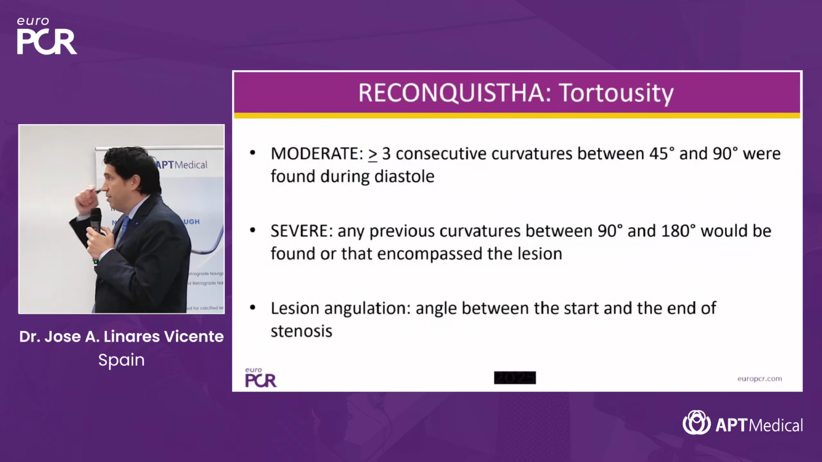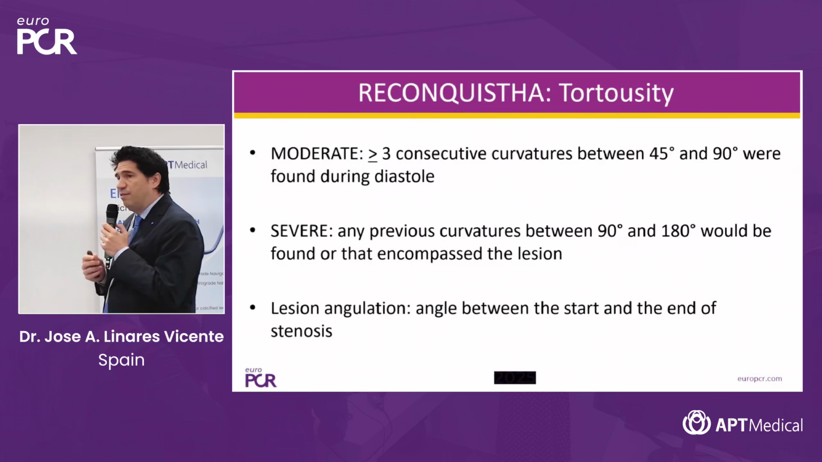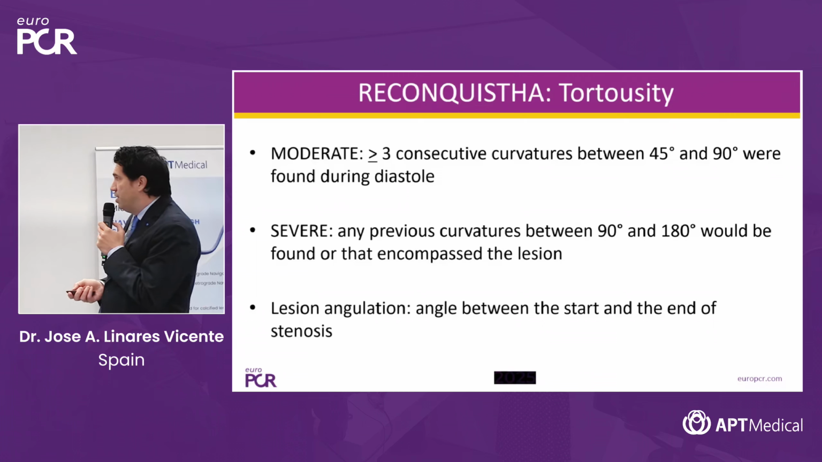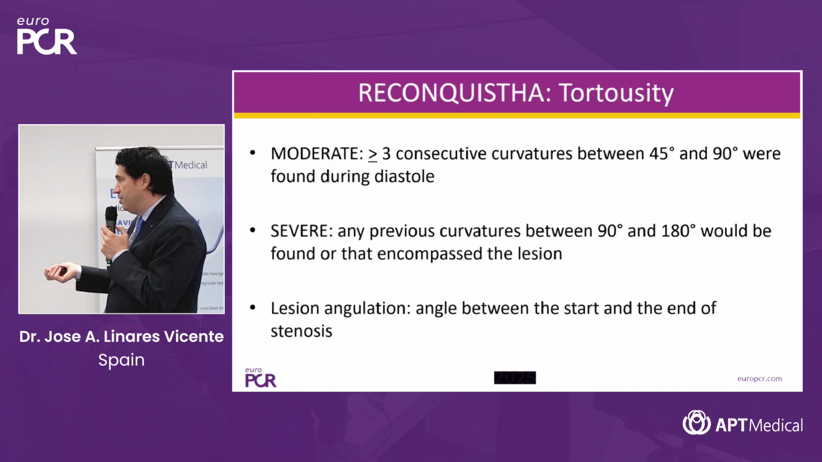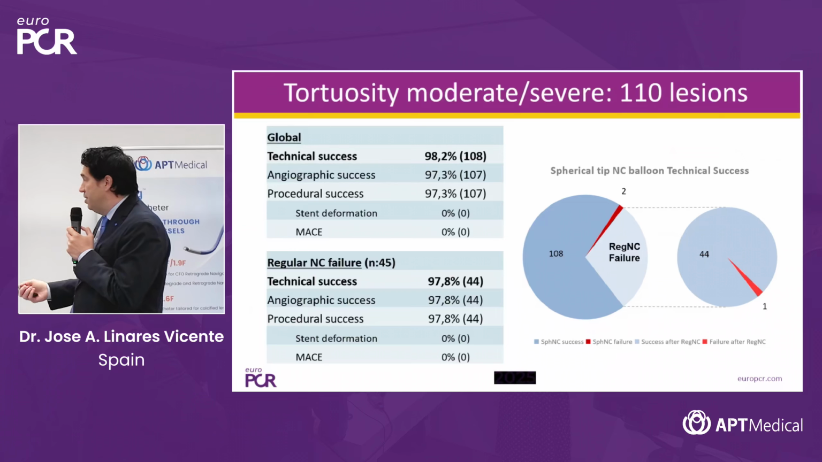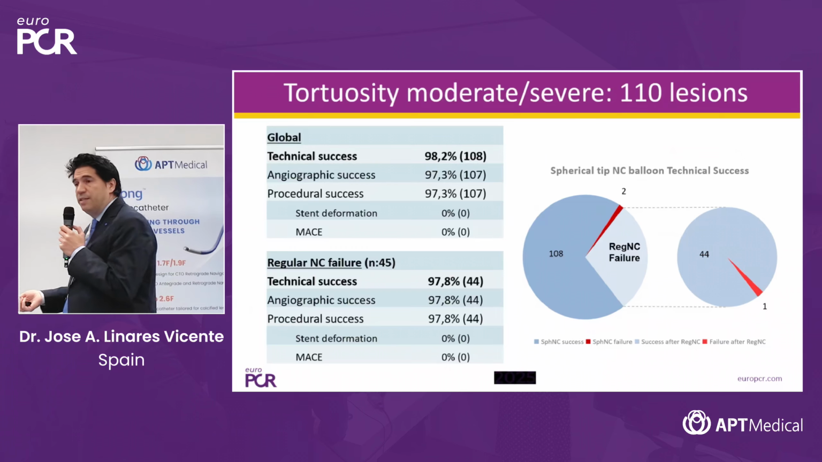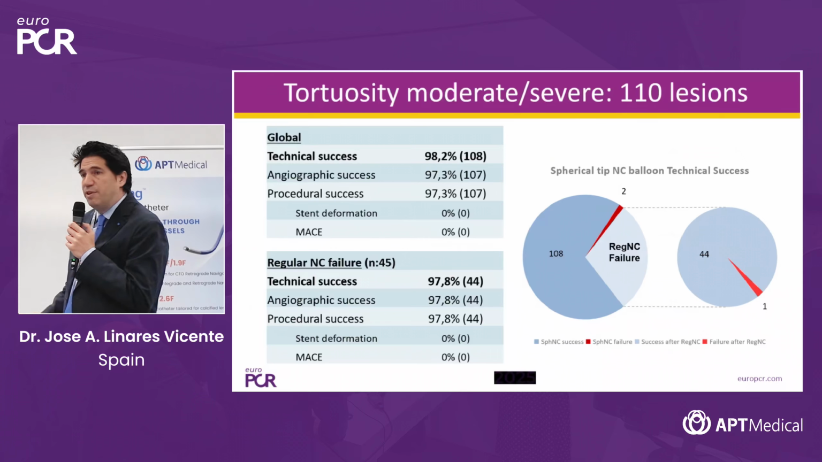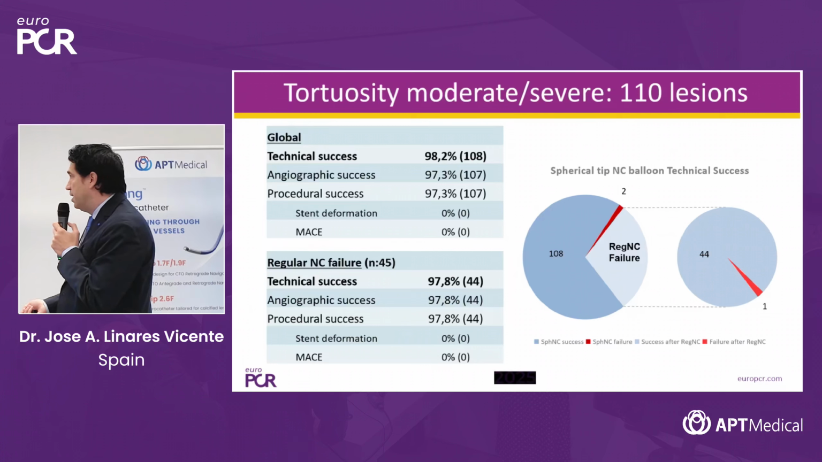The tortuosity was defined in the study as moderate if there were more than 3 consecutive curvatures between 45 and 90 degrees, or severe if any previous curvature to the lesion was over 90 degrees, or there was lesion angulation within the stent. 110 lesions presented moderate or severe tortuosity, and as you can see in the graph, the results are similar to the global ones, confirming the usefulness of the device in this clinical scenario.